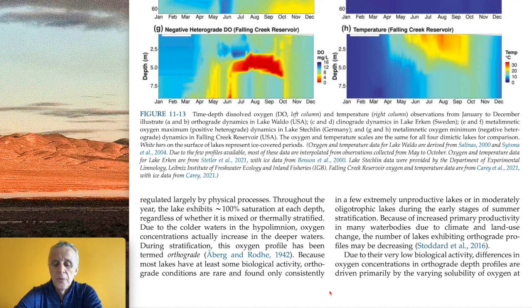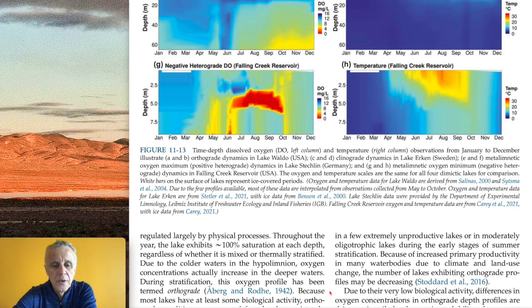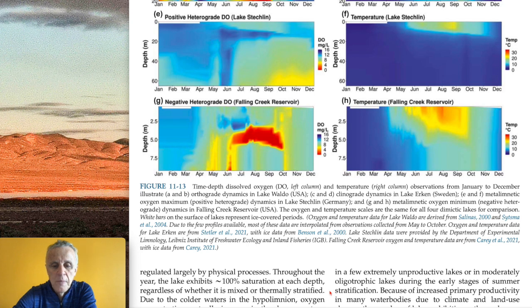Orthograde conditions are rare and found only consistently in a few extremely unproductive lakes or in moderately oligotrophic lakes during the early stages of summer stratification. Because of increased primary productivity in many water bodies due to climate and land use change, the number of lakes exhibiting orthograde profiles may be decreasing. So let's look at figure 11-13 here.